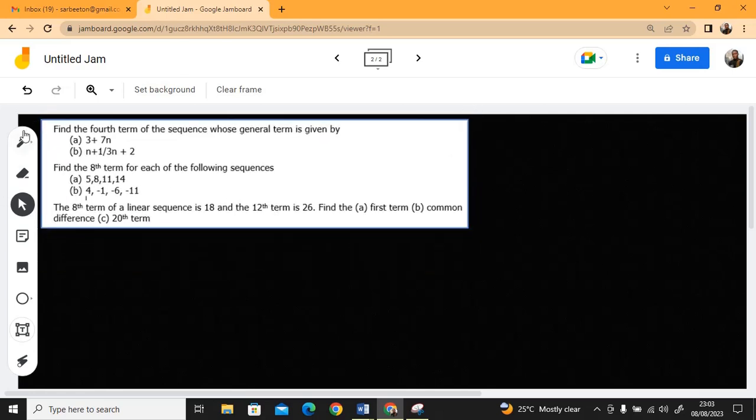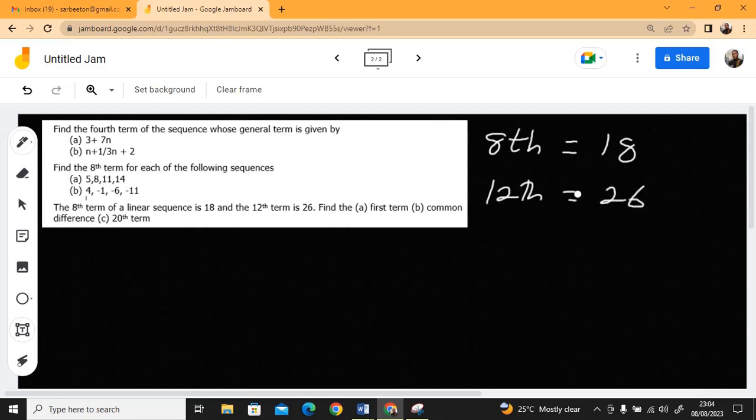Now this question goes like this. They said the 8th term of a linear sequence is 18. When you check this, this is a form of simultaneous equation. If I put it into arithmetic notation, it means the 8th term equals 18. Did you get that logic? 8th term equals 18. 12th term equals 26. They now ask me to find the first term, common difference, and 20th term.